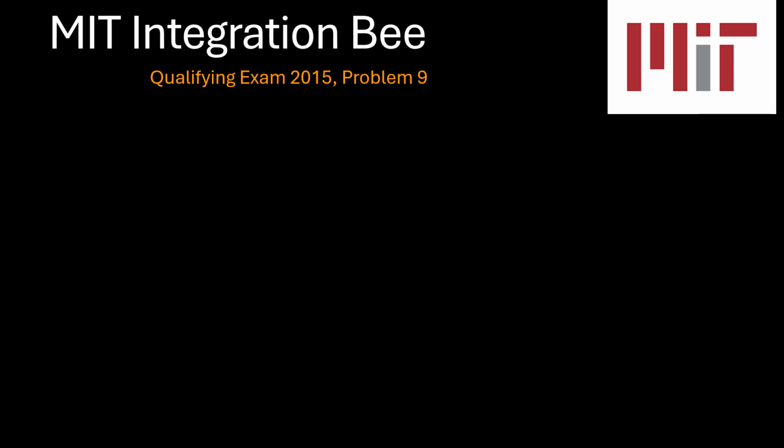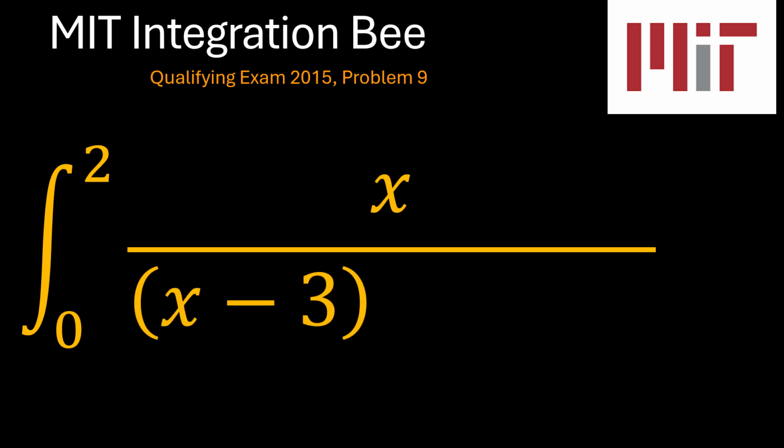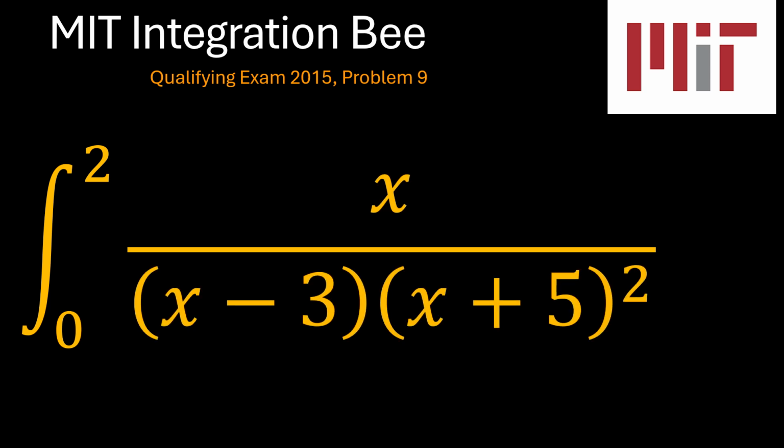So on to problem number 9 of the MIT integration book, example 15. The definite integral from x equals 0 to x equals 2 of x over the product of (x minus 3) and (x plus 5) squared. So I think the main focus here is to try and separate this fraction into partial fractions, and then from there you can be able to solve it. So let's see how we may be able to solve it.